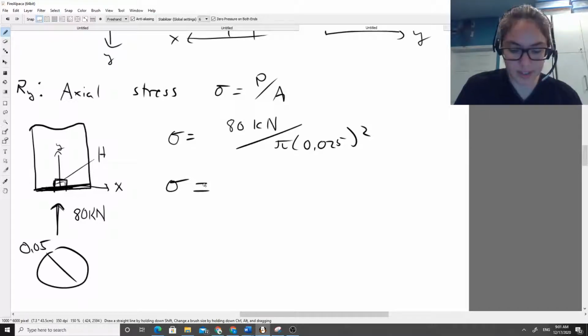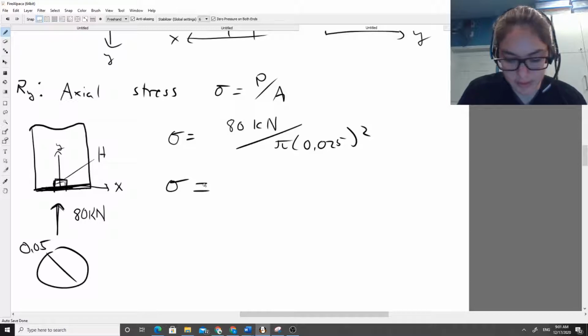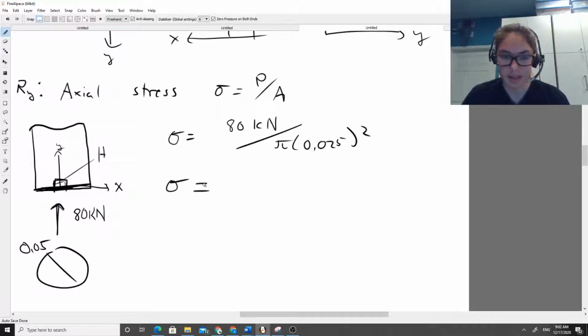I'll go ahead and plug that in. That's going to be 80 times 1,000, because that's kilonewtons, divided by pi, divided by 0.025 squared. And that's going to give you this lovely number, which is very large, but we'll shorten it later.